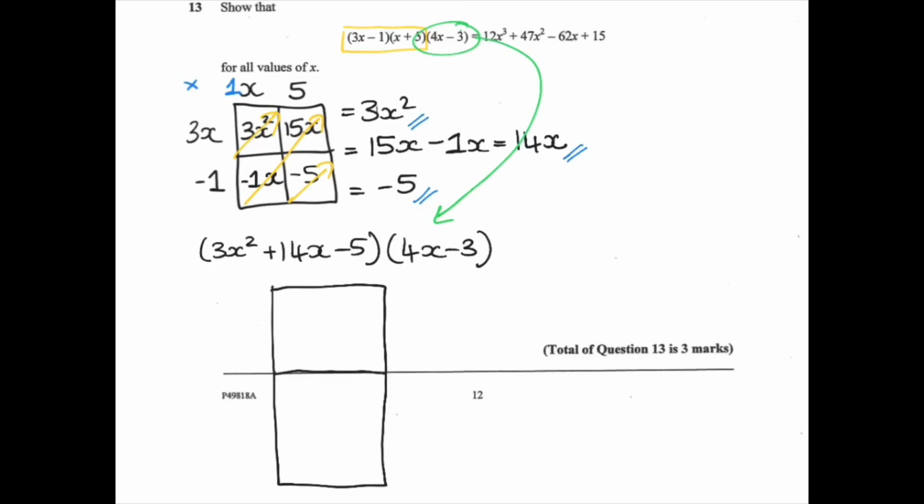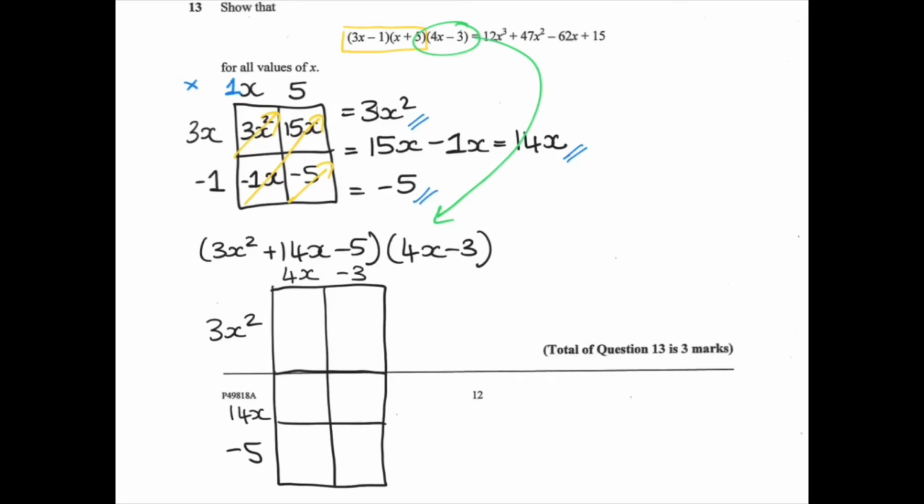Let's go there and there. So it's easy to see. So across the top, I've got 4x minus 3. And down the side, 3x squared. 4x. Let's try that again. Oh no, it was 14x and minus 5.